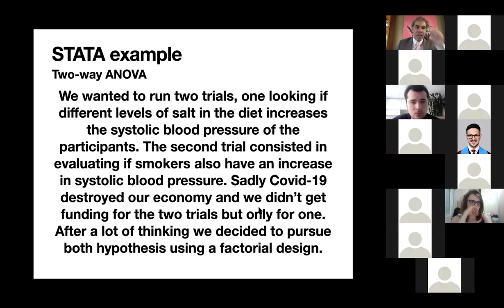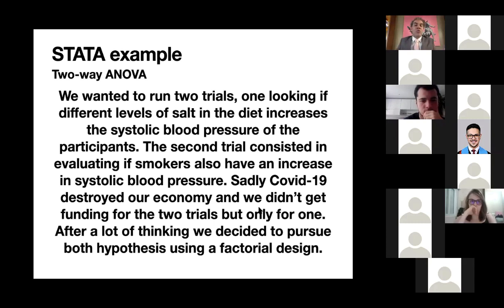So this is our second example, which is a two-way ANOVA example. I'll read it to you. We wanted to run 2 trials. One looking if different levels of salt in the diet increases the systolic blood pressure of participants. And the second trial consisted in evaluating if smokers also have an increase in systolic blood pressure. So salt was one trial, and smokers was my other trial.